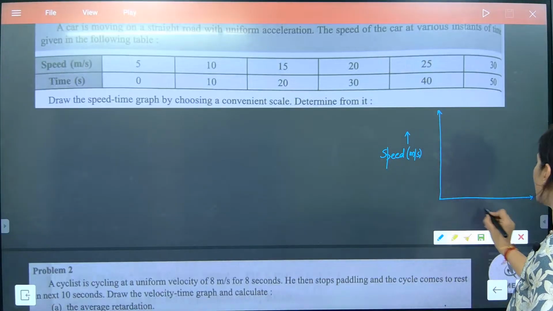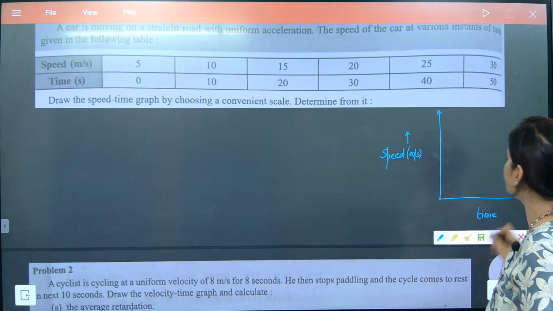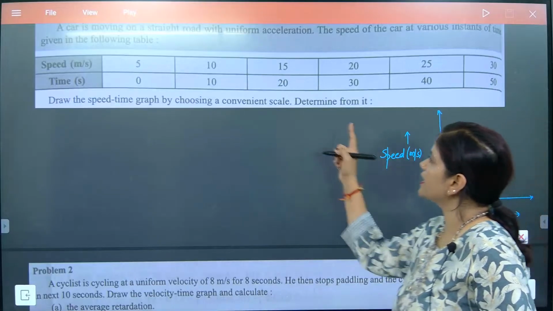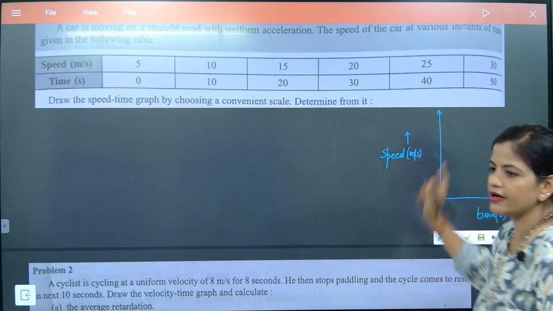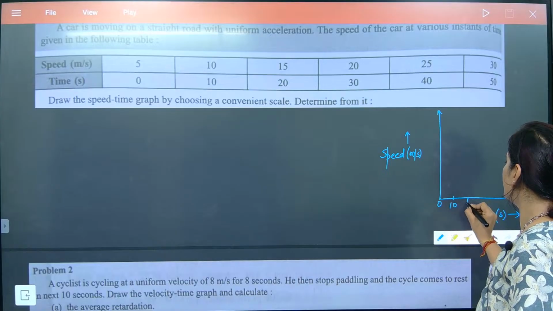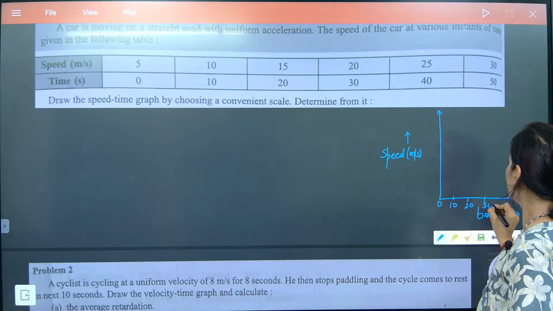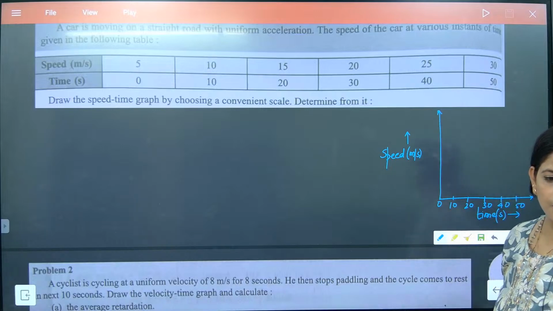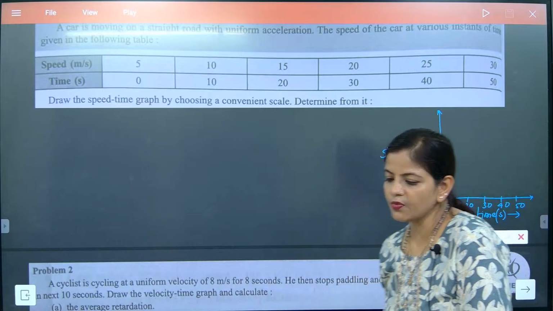Up, time. Time in what, beta? Time in seconds is given. And beta, what is the second gap given? 0, 10, 20, 30 and 40. Shall we maintain the same one? 0, 10, 20, 30, 40 and 50. Super. That's correct only. Now after that, what we are going to do, beta?